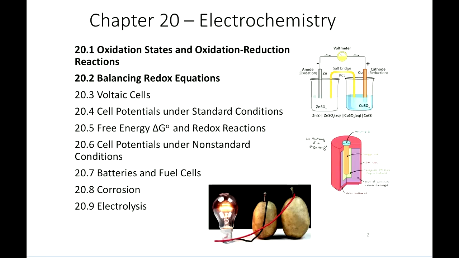Or Intel moving one of its semiconductor manufacturing plants to New Albany. So these are really cutting-edge things that are utilized in society today. And I think this chapter is very important there. So we're going to be setting up some electrochemical cells. How do we make electricity?